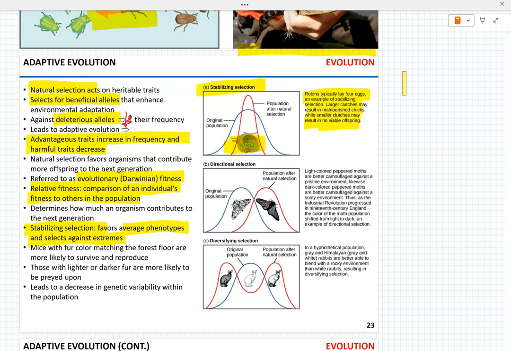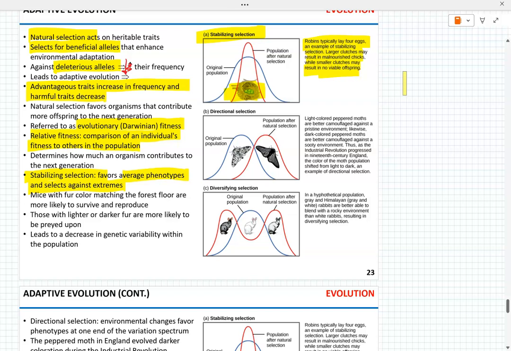robins usually lay 4 eggs. If there are more than 4, chicks may be malnourished because parents will not be able to provide enough food, and a smaller number of eggs may result in no offspring because some eggs will fail to develop. Stabilizing selection actually leads to a decrease in the genetic variability within the population.